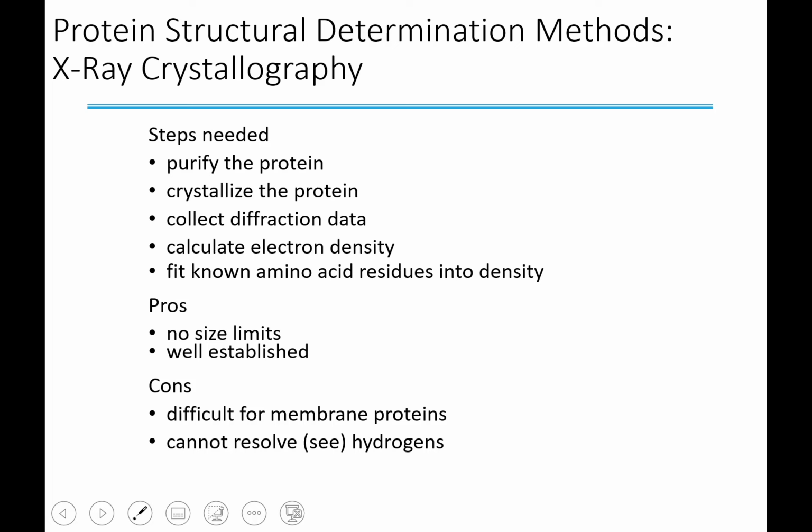The pros to crystallography is that there are no size limits to the protein or protein complex you can look at. Okay? And this is a very well-established technique. I talked a little bit about last time Linus Pauling using this, and that was to get the structure of the alpha helix, and that was in the 1930s, I believe. So in terms of using crystallography on biological molecules, it's pretty close to being used for 100 years now.